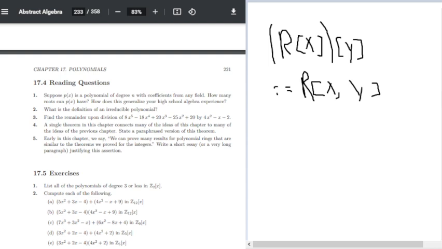A single theorem in this chapter connects many of the ideas of this chapter, many ideas of the previous chapter. State a paraphrased version of this theorem. The division algorithm. I'll just say that. Early in this chapter, we say we can prove many results for polynomial rings that are similar to the theorems we proved for the integers. Write a short essay or a very long paragraph justifying this assertion. Nah, I'm good.